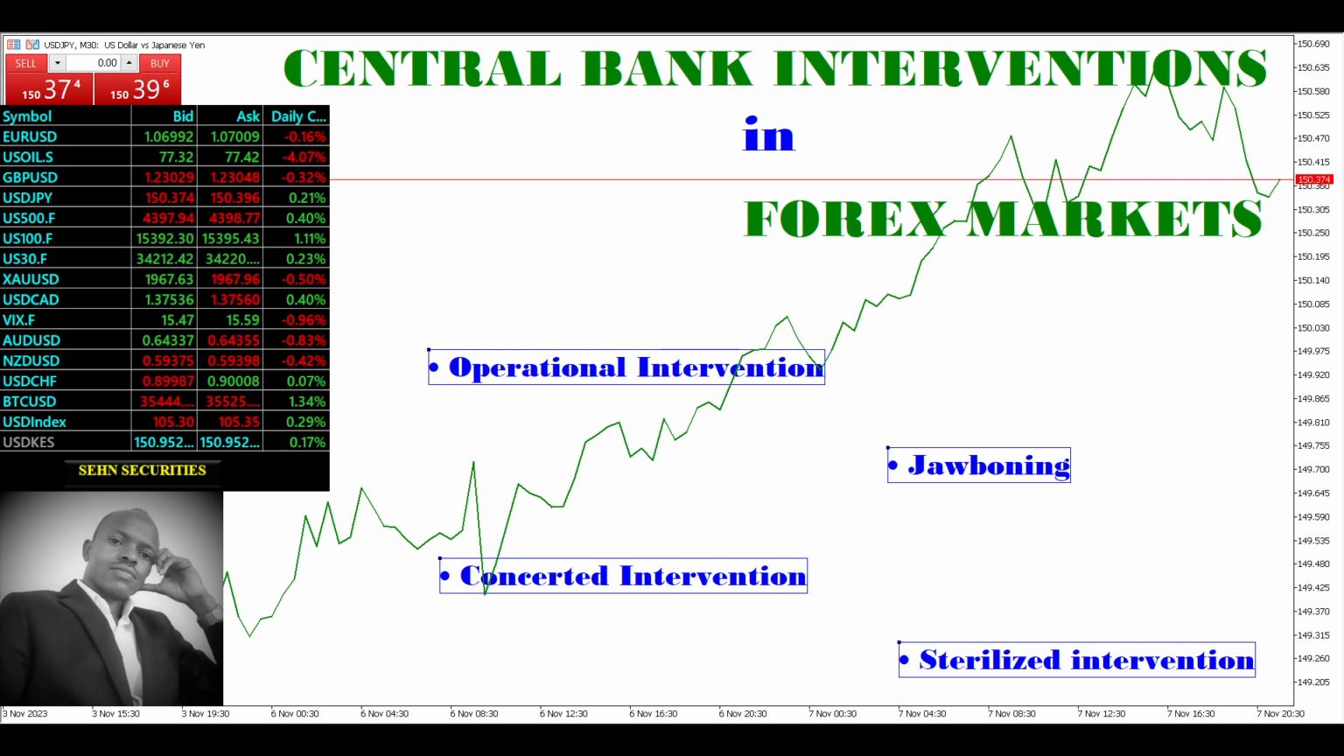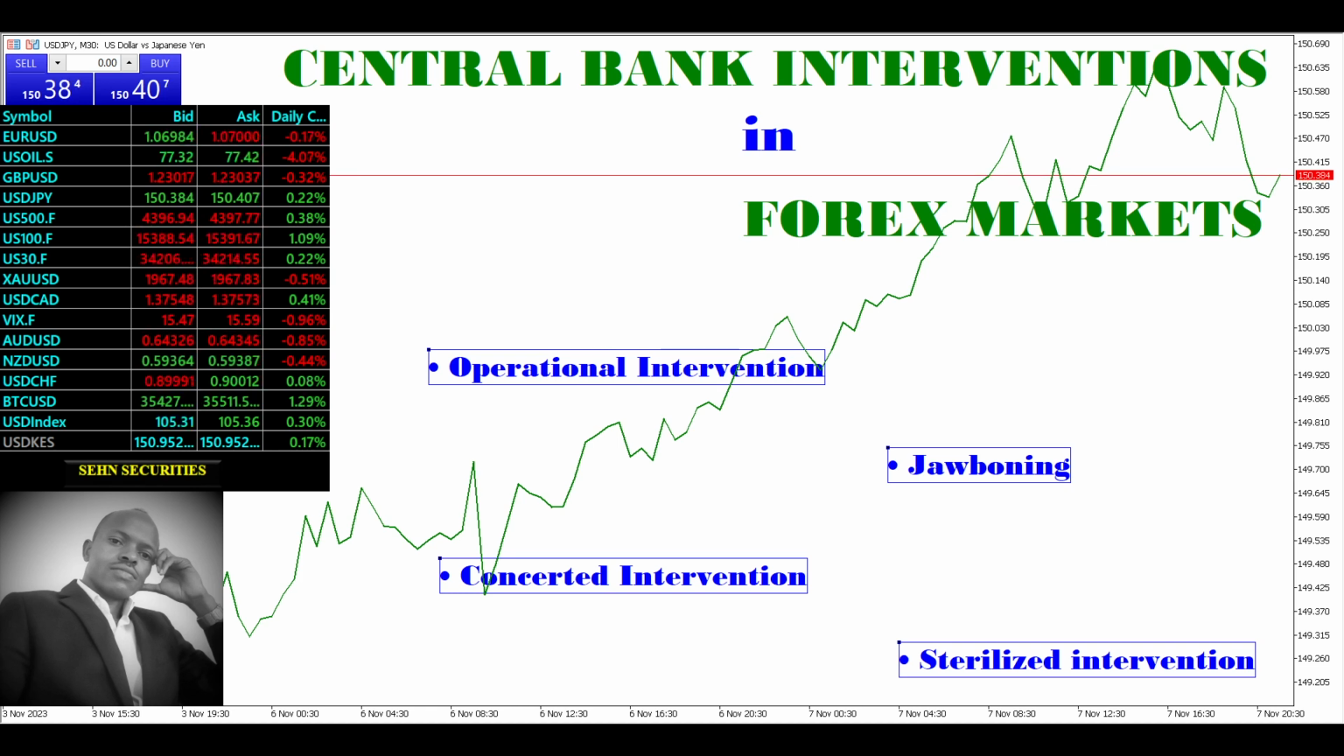Another case of a central bank intervention is the Swiss franc intervention by the Swiss National Bank. The Swiss National Bank shocked the forex market by discontinuing the Swiss franc's peg to the euro in 2015. This led to a rapid and massive appreciation of the Swiss franc. However, the SNB was unable to stop the initial surge, which resulted in significant losses for some of the traders.